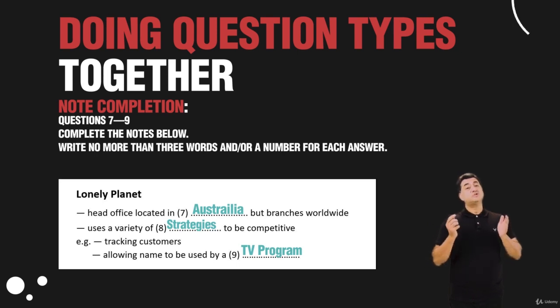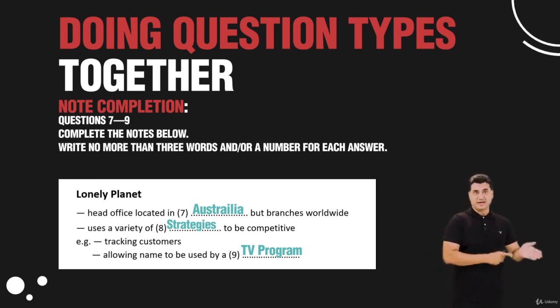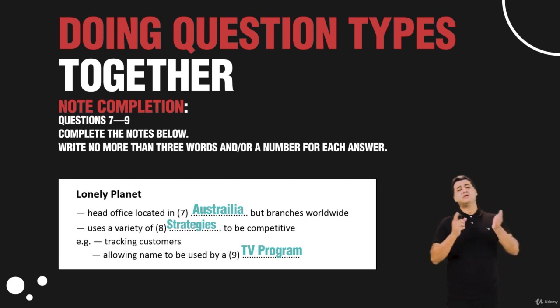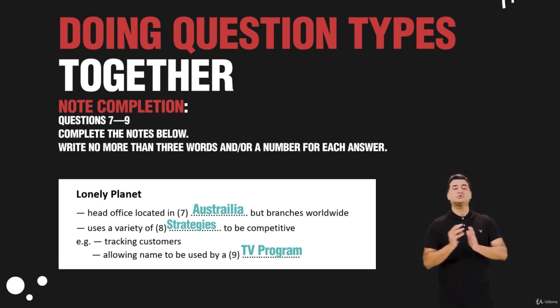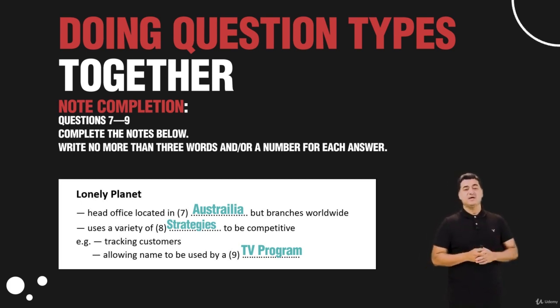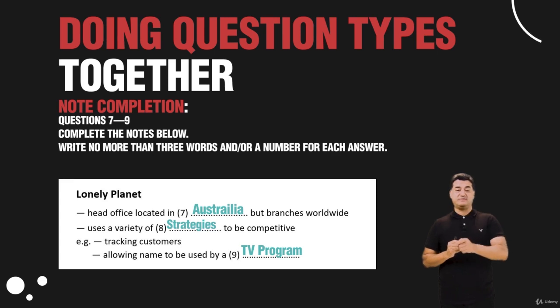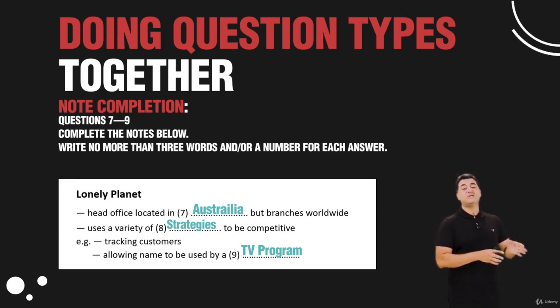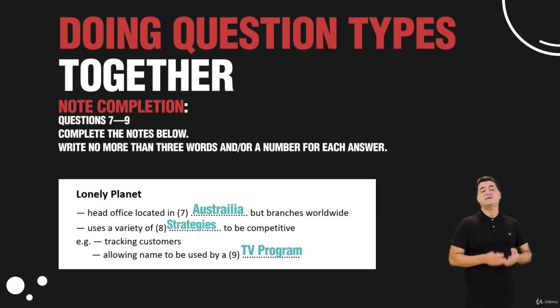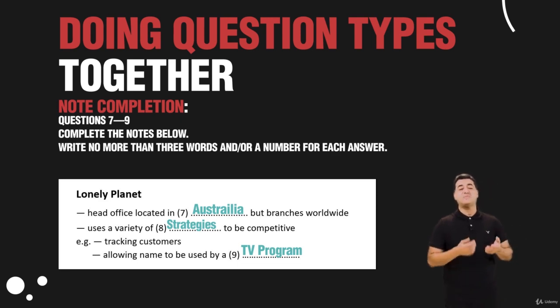Okay, we could use the word marketing strategies also, or strategies also. Both would be correct. So remember, head office located in Australia but branches worldwide, uses a variety of marketing strategies to be competitive. For example, tracking customers and allowing the name to be used by a TV program.